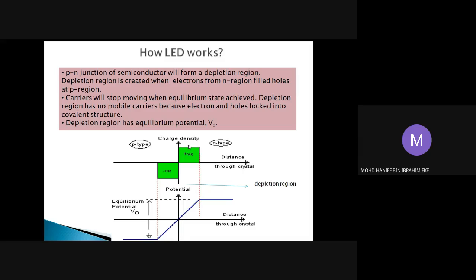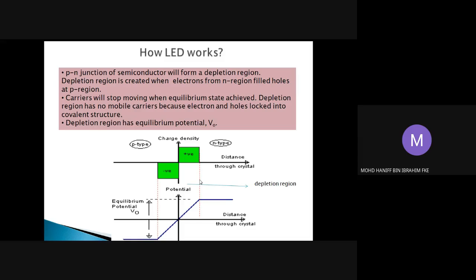Hopefully you understand why we have positive and negative: when the PN junction is combined together, electrons will move to the P-type semiconductor, so the charge here will be negative because of the movement of electrons, and the charge here will be positive due to the holes left behind by the electrons which have moved to the P-type material. That produces the depletion region.